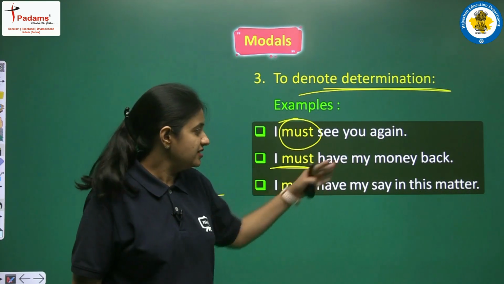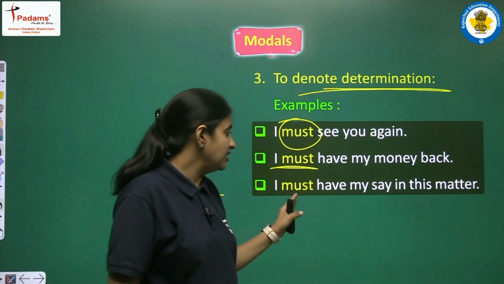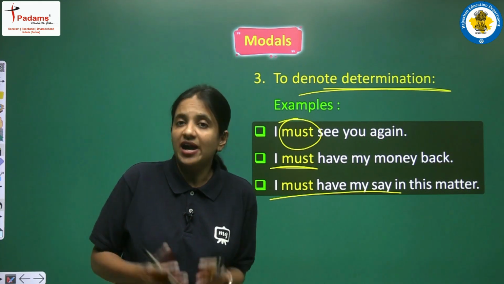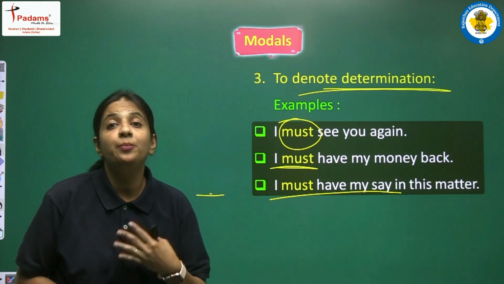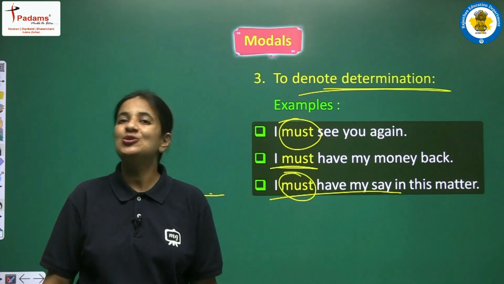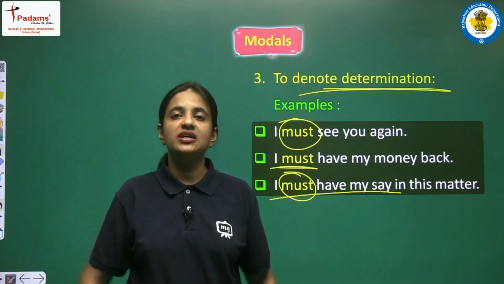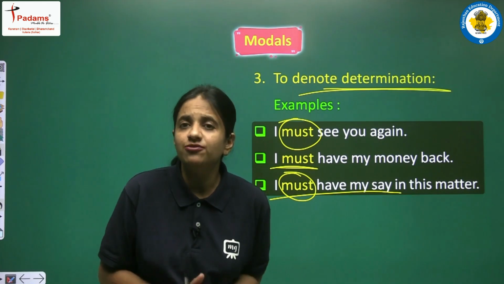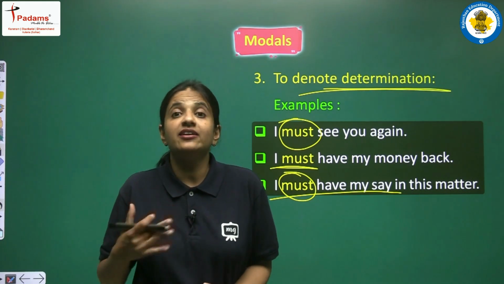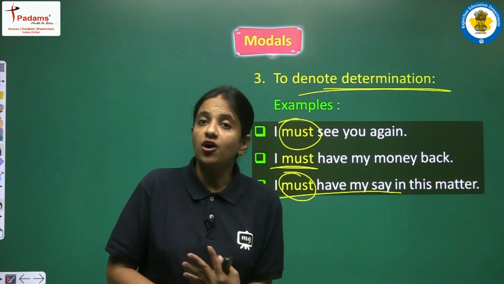So there is some kind of discussion going on and we are saying that I must have my say, I must prove my point, I must give my opinion in this matter, and to show our determination we have to use must in a sentence. So with the help of must we can show very strong faith in something, we can say our thing in a very determined manner, we can express our words in a very firm, very strong manner.